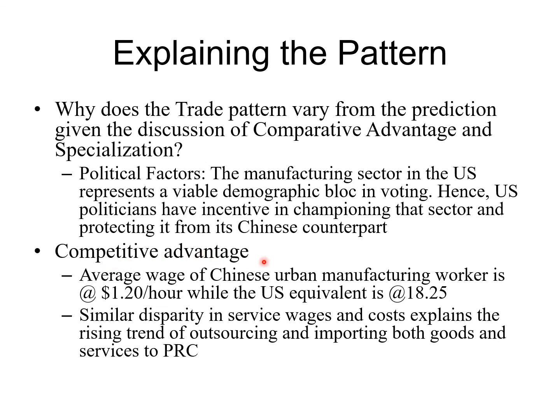Now, we talked early on about the three different advantages: absolute, competitive, and comparative. Now that we're dealing with the international level, we've looked at absolute, we've looked at comparative. Comparative was not a particularly powerful explanatory device. The reason for that is partially this, but moreover, competitive advantage. The average wage of your Chinese urban manufacturing worker is about $1.20 an hour. Their US equivalent is about 18.25. That's from the Bureau of Labor Statistics from a couple of years back. You see the problem.